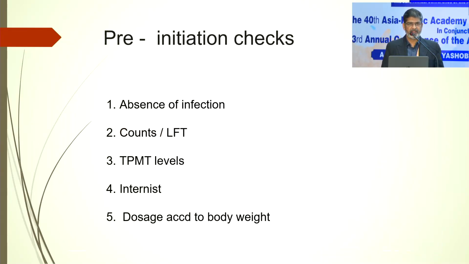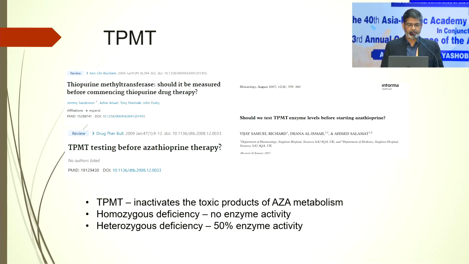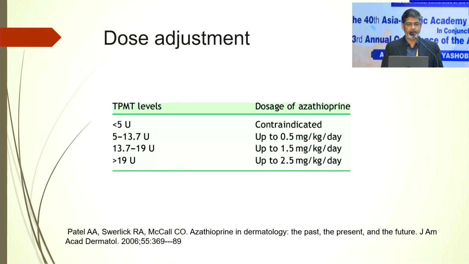So a couple of pre-initiation checks before we start the patient on azathioprine. There has to be an absence of infection. You need to take baseline counts and liver function tests, TPMT levels, liaise with your internist, and dose according to the body weight. TPMT actually inactivates the toxic product of azathioprine. Therefore, in a patient who has a TPMT deficiency, the chances of side effects would be much more. So if the levels are less than 5 units, it is contraindicated. If it is more than 19 units, it can be given in a normal dose.